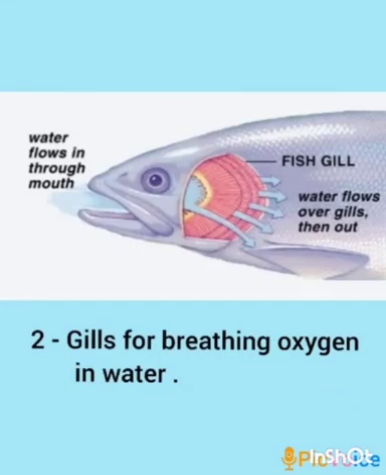They have gills for breathing oxygen in water. They take in water through their mouth and throw it out through their gills. As the water passes over, the gills absorb the oxygen mixed in water. Carbon dioxide collected in the gills mixes with the water and passes out.